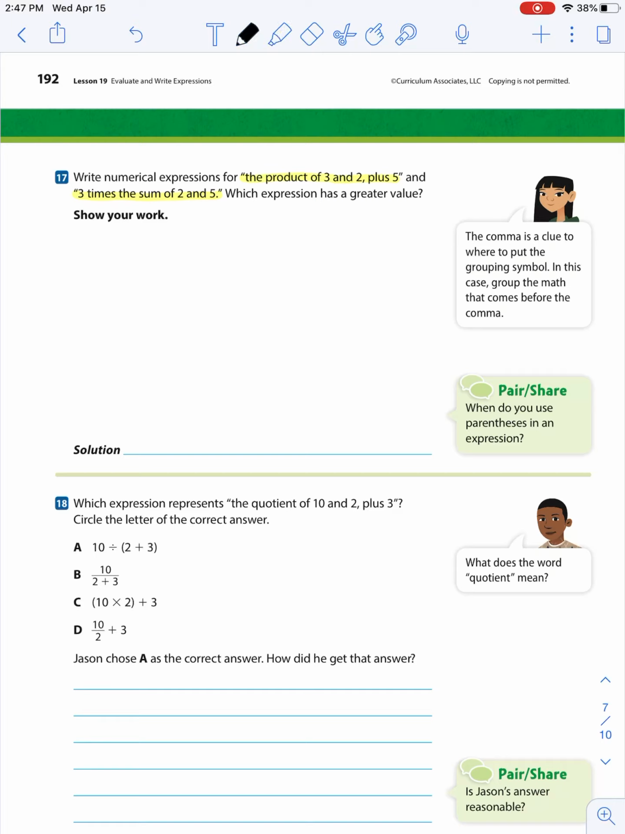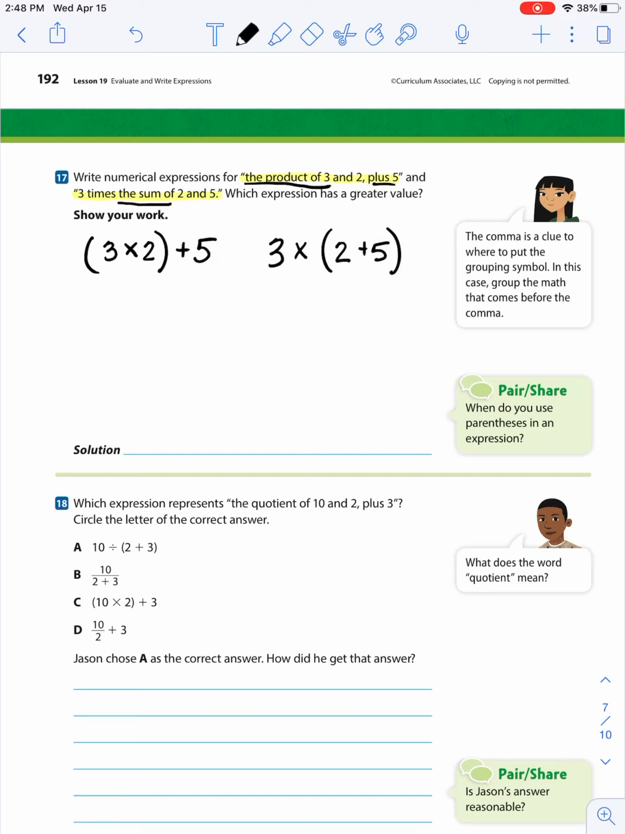So let's start with the first one. The product of 3 and 2, plus 5. The product of, it means the answer of these two numbers. So those two numbers have to be done first. So product means multiply. So 3 times 2 and then plus 5. All right, and then our second one is 3 times the sum of, that's the answer. So the sum of, that's adding, 2 and 5.